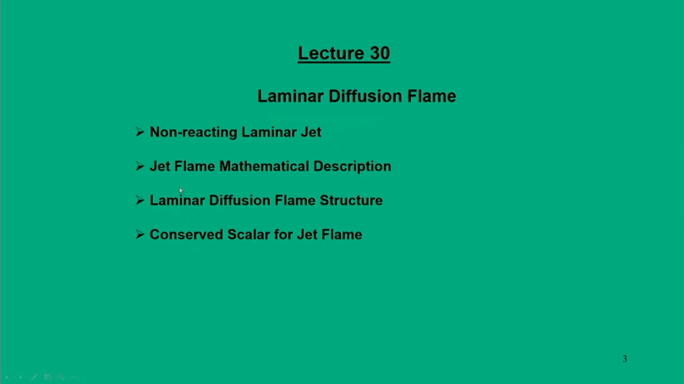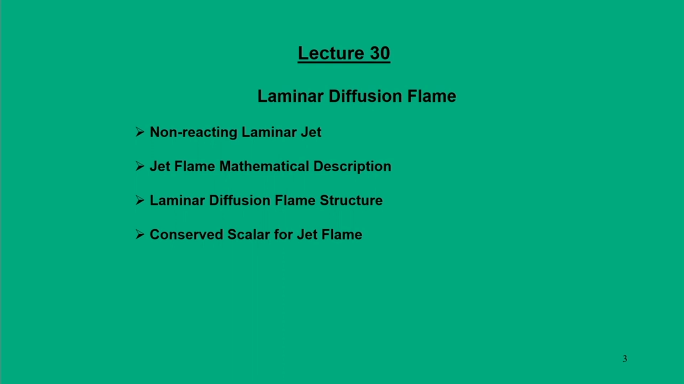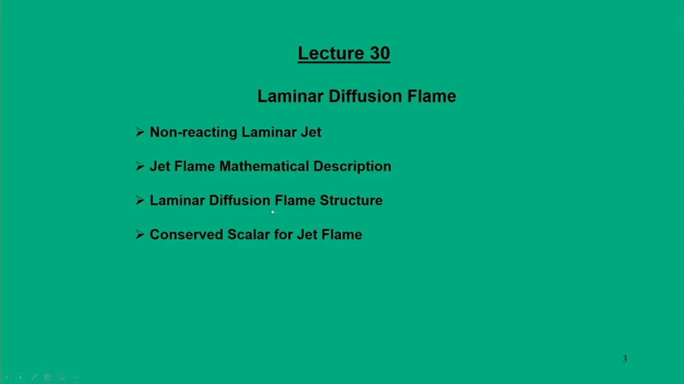Now, in this laminar diffusion flame, we will touch upon the following topics. First one is non-reacting laminar jet, then jet flame mathematical descriptions. Here we will not go deep into the governing equations and solutions, rather we will focus on the end results of those equations, and subsequently we will discuss the physical aspects. The next important point to be discussed is laminar diffusion flame structure, and one of the parameters, called the conjugate scalar, which was introduced in earlier lectures. We will try to see what this is and its significance with respect to jet flame.